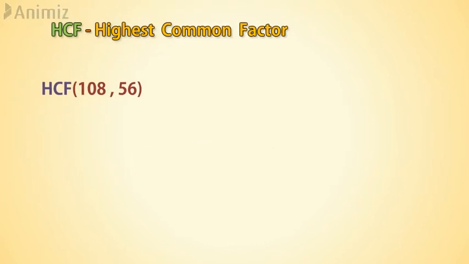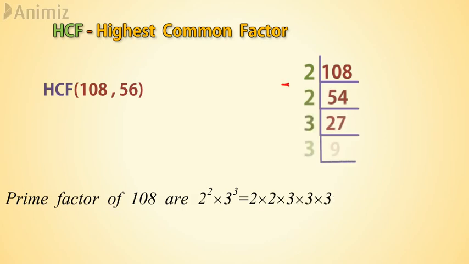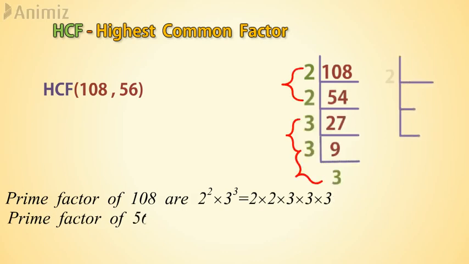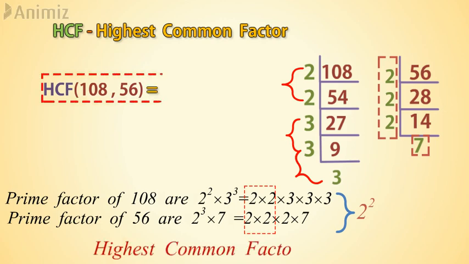Prime factors of 108 can be written as 2 square into 3 cube, and 56 as 2 cube into 7. Here the common factor is 2 square, that makes the highest common factor of 108 and 56 as 4. It says that there is no highest common factor except 4.